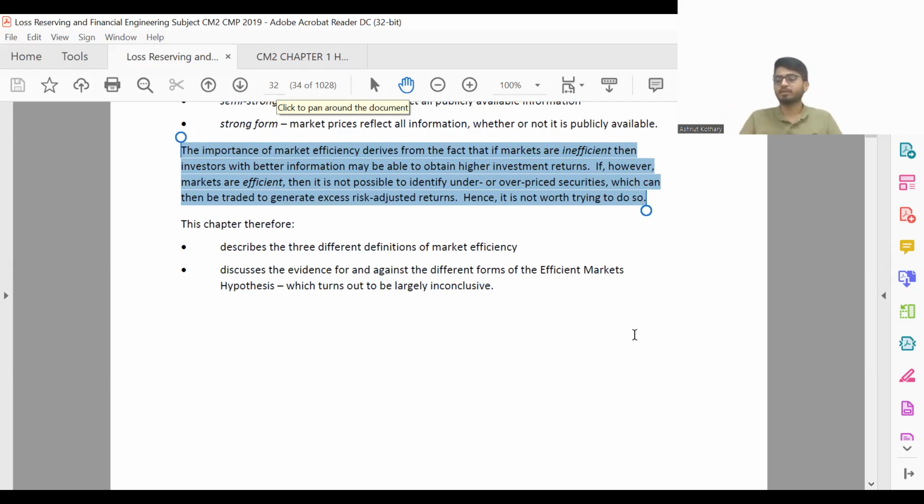So even after covering this chapter, we won't be in a position to conclude whether a particular stock market is efficient or not. There would be certain examples which would highlight that yes, these markets look efficient. Then we would also be experiencing certain examples which say that no, the markets are not efficient.